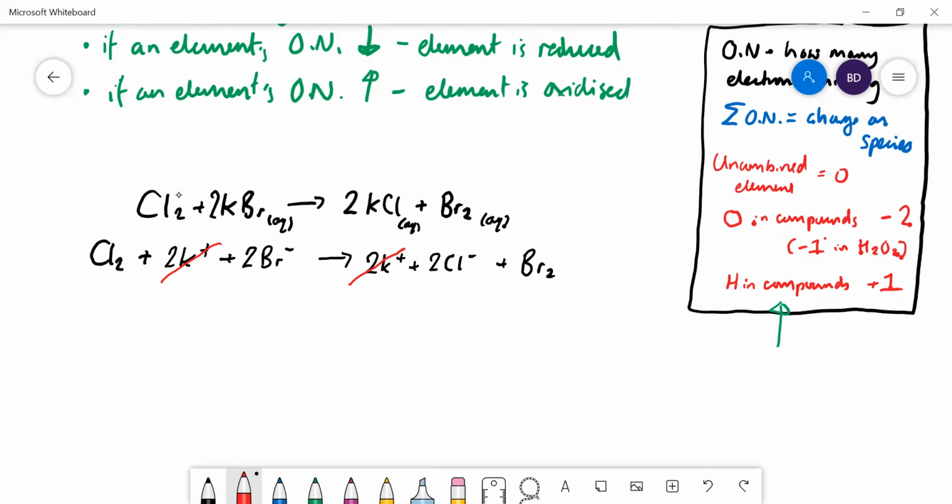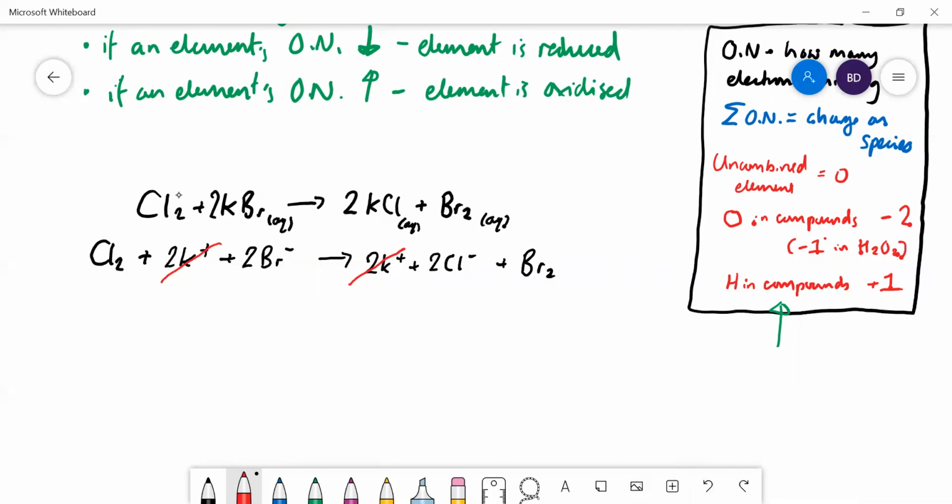But what we can see there is that chlorine has gained electrons, haven't we? So we know that reduction is gain, so chlorine's been reduced. We can see the bromide ion has lost electrons, so it's been oxidized. And we wouldn't really need oxidation numbers to do this, but let's use oxidation numbers.